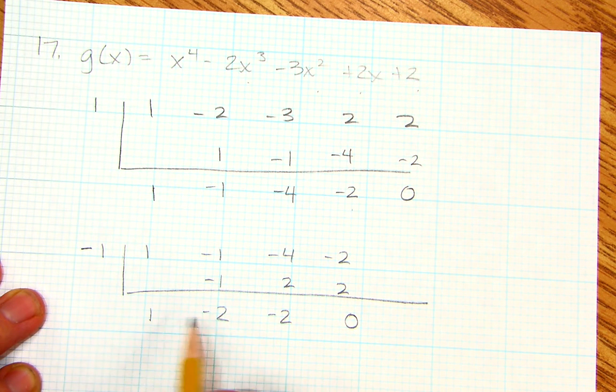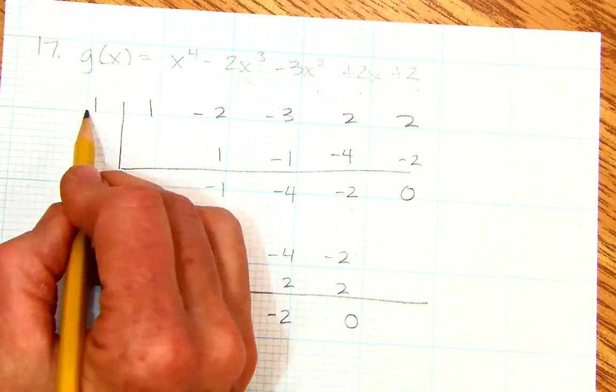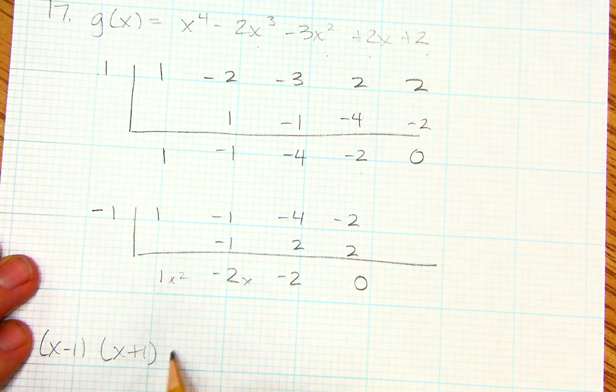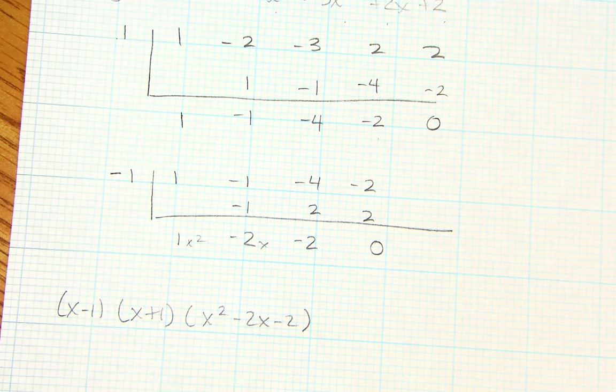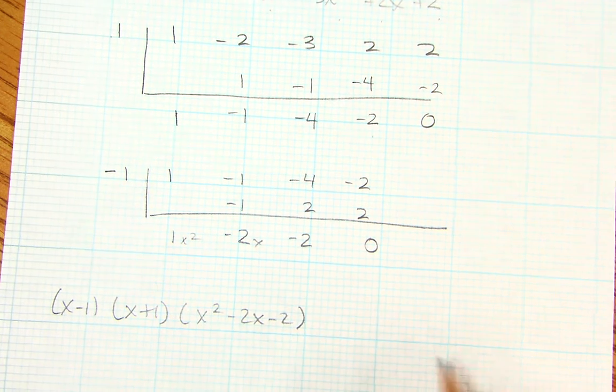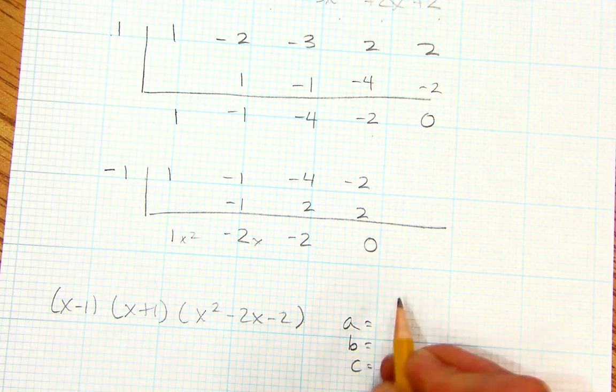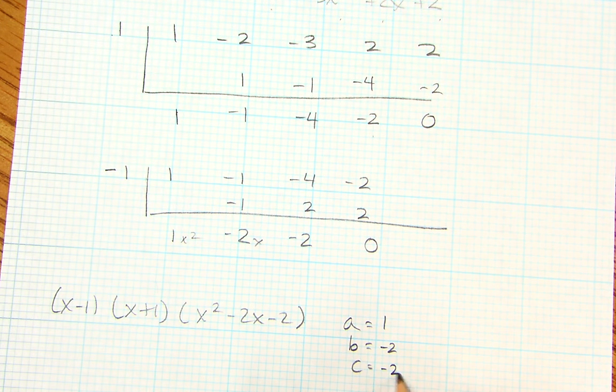And again, I'm down to a trinomial, x squared minus 2x minus 2. So I know that x minus 1 is a factor. I know that x plus 1 is a factor. And then I have x squared minus 2x minus 2. And I can't factor that, and I can't just set it equal to 0 like I did with x squared equals -4. So this time I have my old friend, the quadratic formula. A is 1, b is -2.